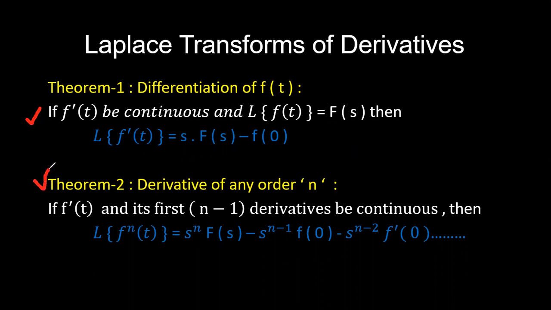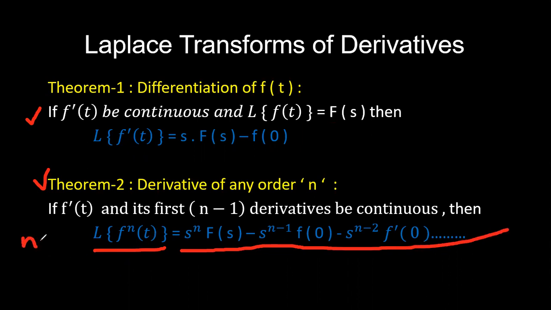If you go for the nth order derivative of any order, then for that purpose you apply the generalized Laplace transform differentiation formula. That is the Laplace transform of f power n of t, the nth derivative for the given function, is equal to s power n into F of s minus s power n minus 1 into f of 0 minus s power n minus 2 into f dash 0, and so on. For n is equal to 1 we have simplified here; it is the first order derivative.